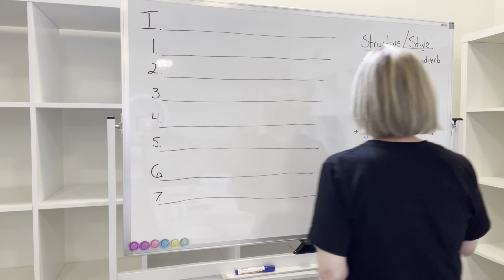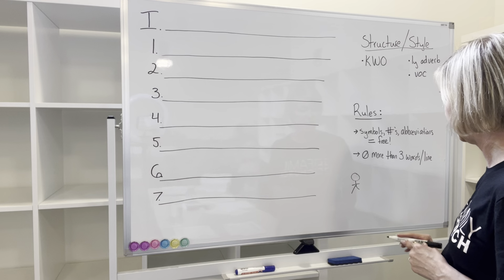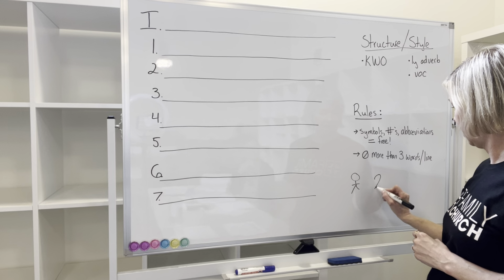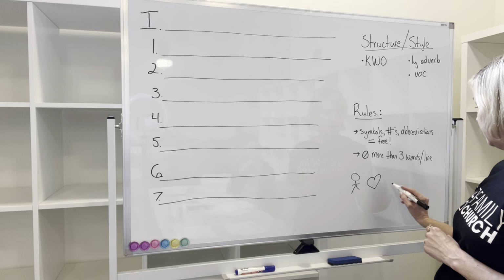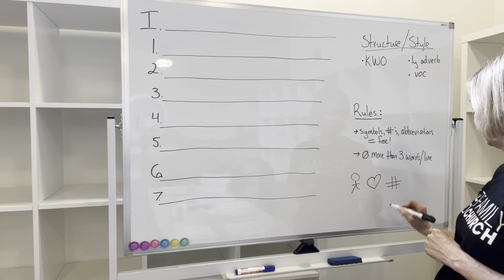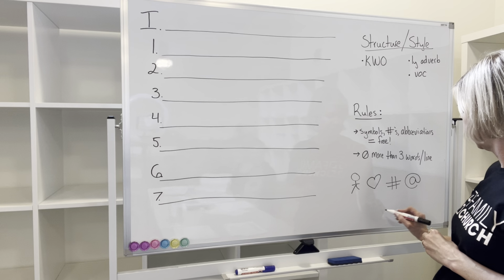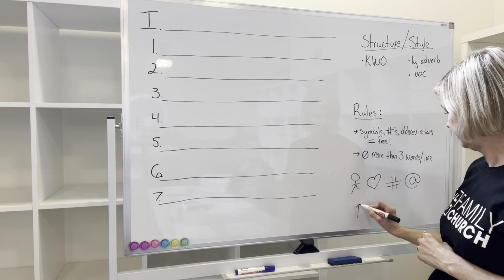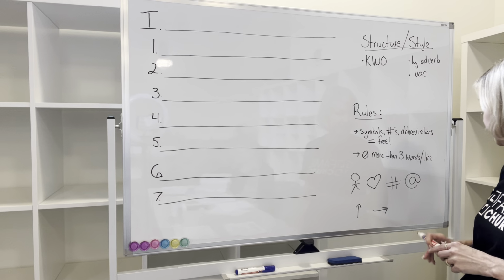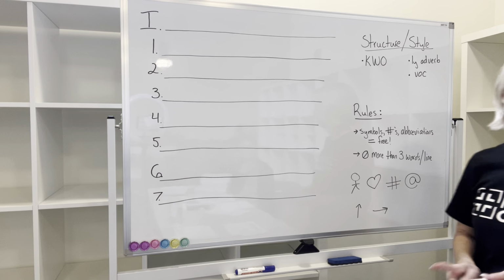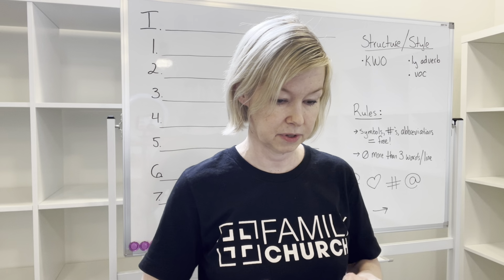So symbols could be like a simple stick figure for people. You could do like a heart if it's like love or want or desire. You can do like a hashtag for something. Symbols like the @ symbol I use a lot. Arrows are great symbols like before, behind, below, between. Those are just some examples of brief symbols that you can use. And it's kind of like shorthand note-taking is what they end up learning.